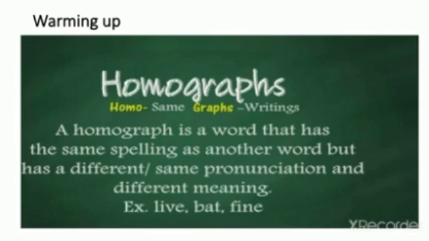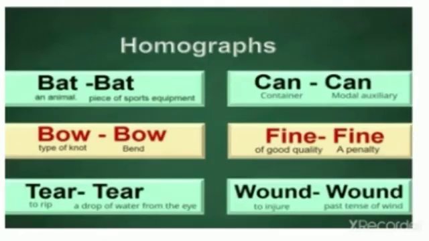Let us now look at some more examples of homographs. The first example I have already discussed with you, that is bat, which means an animal and also a piece of sports equipment. Another word which I have given here is can, C-A-N. One meaning of the word can is a container, and the other meaning is a modal auxiliary, or you can say a helping verb. The third example is bow, that means a type of knot. It also means to bend down. Next is fine, meaning good quality and also a penalty.